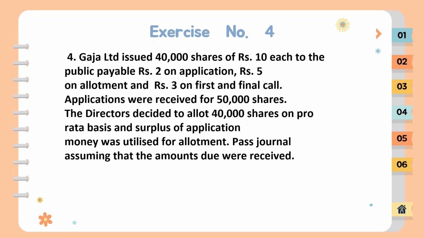The directors decided to allot 40,000 shares on a pro rata basis. That means they are not rejecting any of the excess applications, but they are going to adjust on a proportion, some proportion they may have. So accordingly they will allot shares to all the applicants, and the surplus application money will be utilized or adjusted towards allotment. So that is the oversubscription, the first type in that. Okay, so we'll see the calculation.